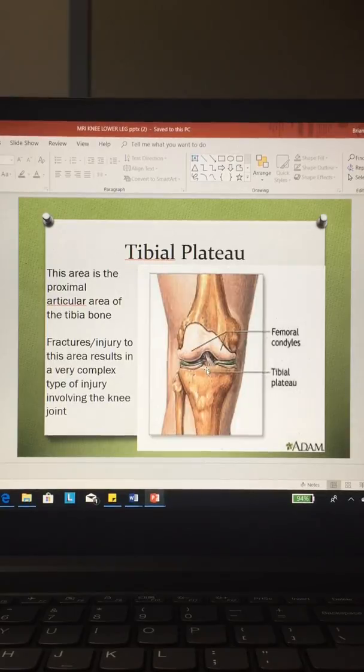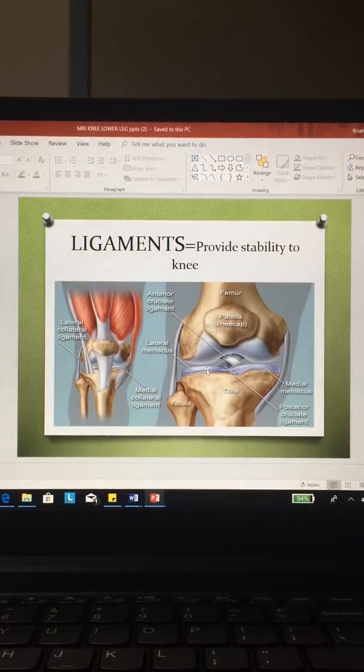What planes did you say that the ligaments were best seen in? The collateral ligaments are best seen in the coronal plane. The ACL and PCL are best seen in the sagittal plane. So we know our ligaments provide stability to the knee because it holds our bones together, right? Here's just some more animated drawings of the, is this the MCL or LCL? LCL. MCL is on this side.